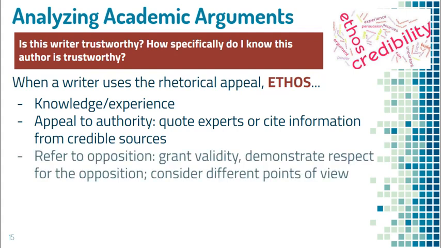A writer may appeal to ethos by referring to the opposition. The writer may do this to grant validity to and demonstrate respect for the opposition. This also shows that a writer has considered different perspectives, which can increase a writer's credibility. When you notice a writer doing this, ask yourself, was the writer clear and fair when listing the opposition, or was the opposition insulted and diminished? What does it show you about the writer's credibility?